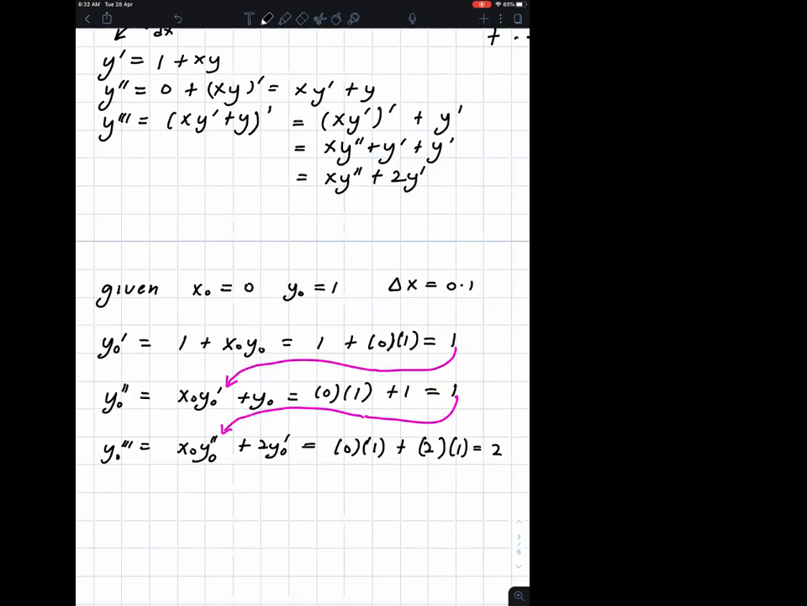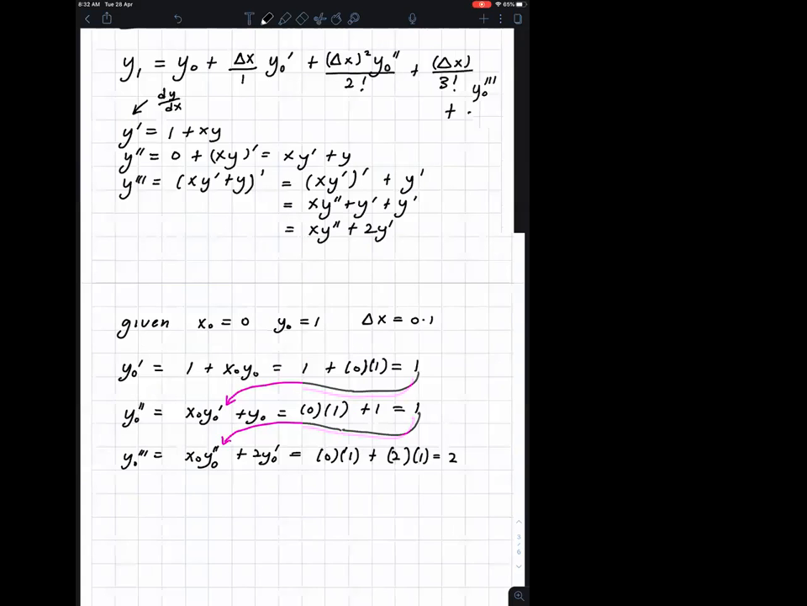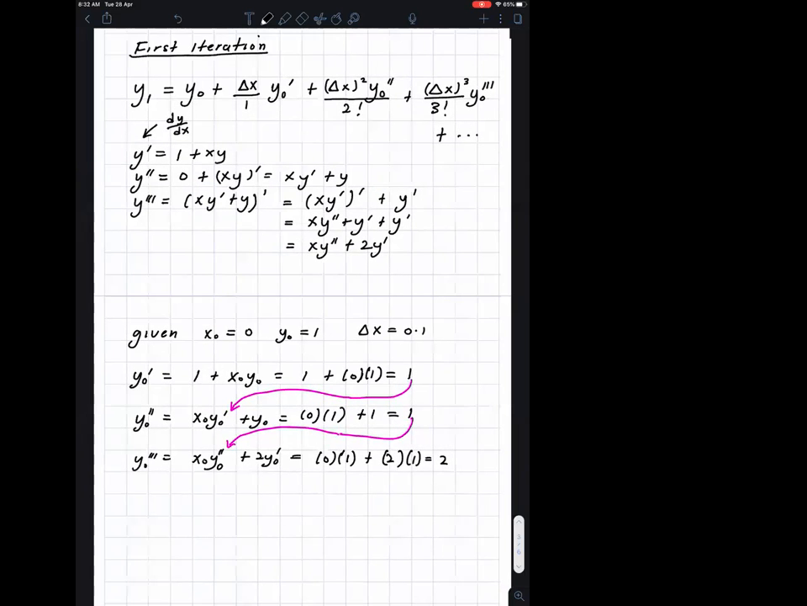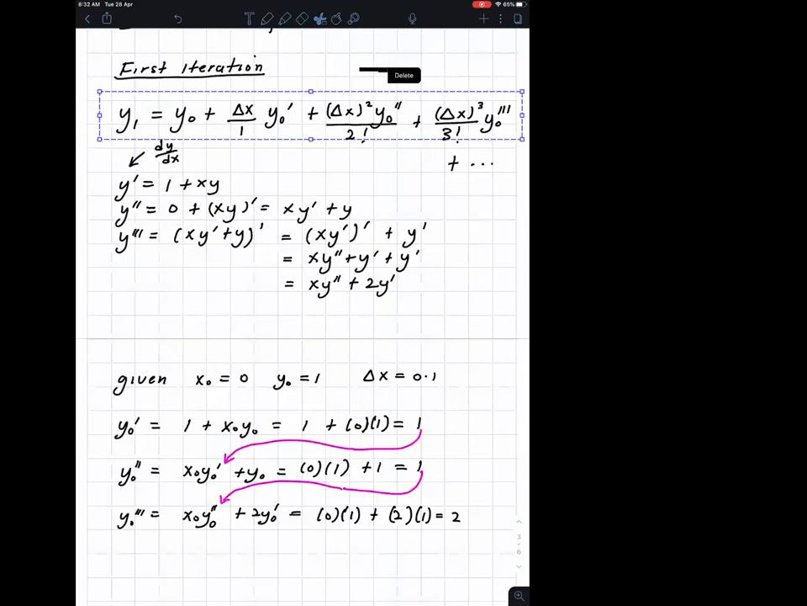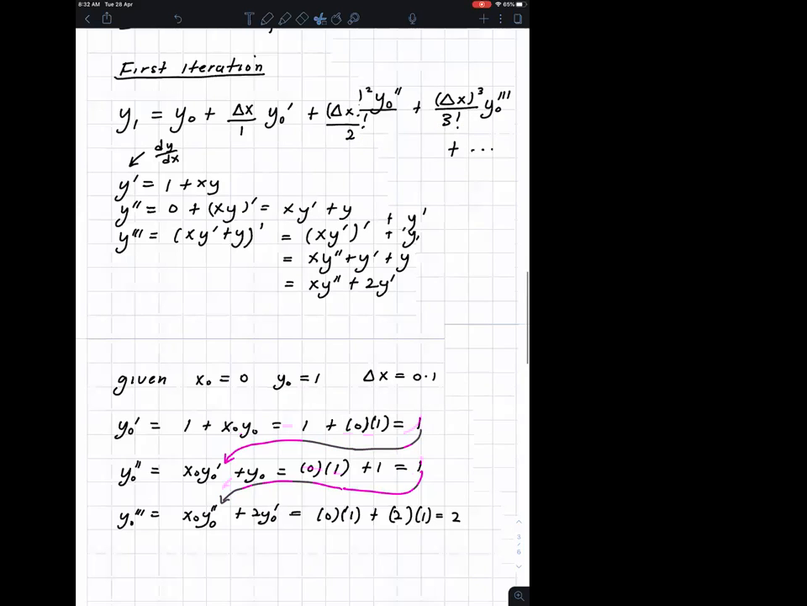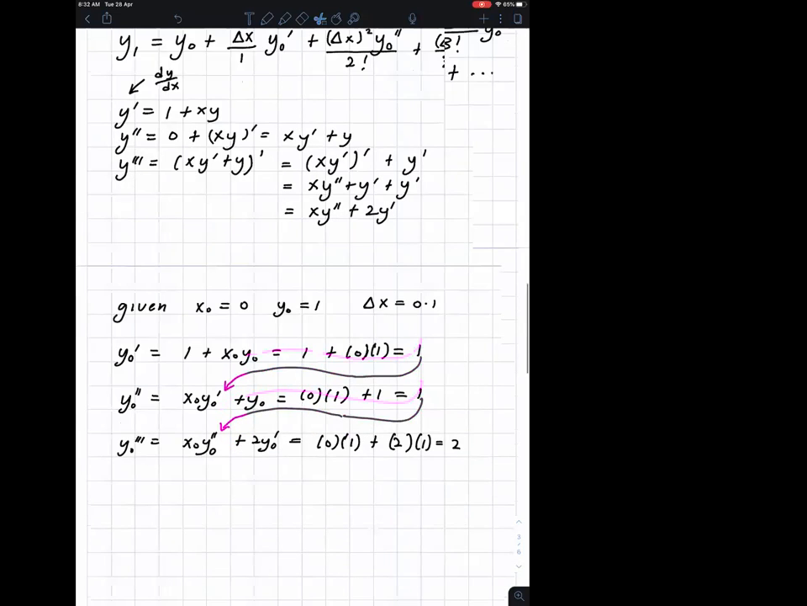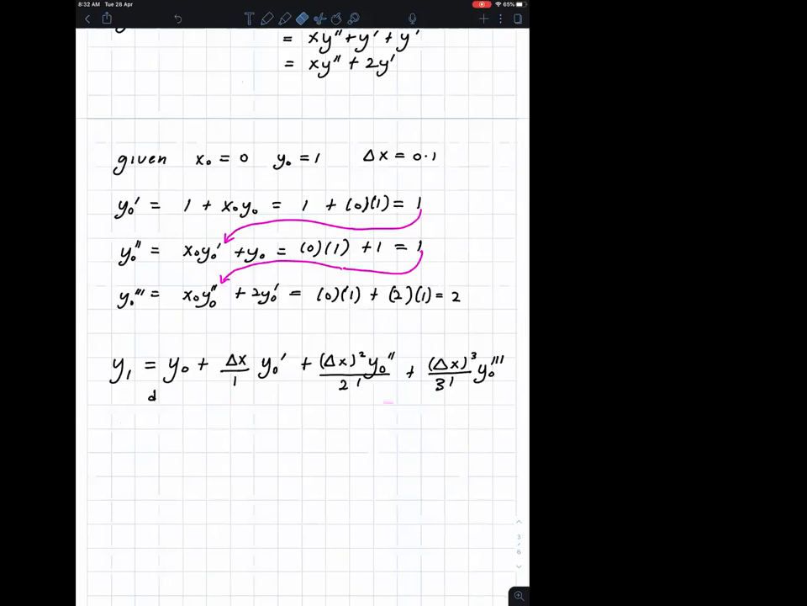So going back to that formula, the formula is right here. Since we are only doing up to third order, just plug them in. You got everything.